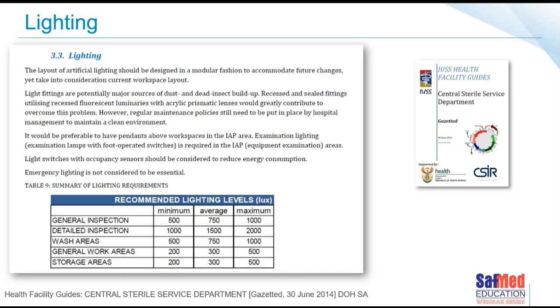Wash areas, you can see the lumens there, average is 750, minimum of 500. And in our storage areas, the minimum is 200 lux of light, average of 300, and a maximum of 500 lux of light. So I'm very sure that when you're purchasing your light bulbs, you are able to see on the light bulbs what the lux is for that particular light that you are about to install. So hopefully we can take into account the electricity requirements and where we can save, but we still need the lux. Still need to be able to see clearly.